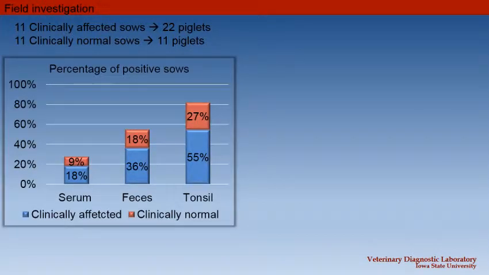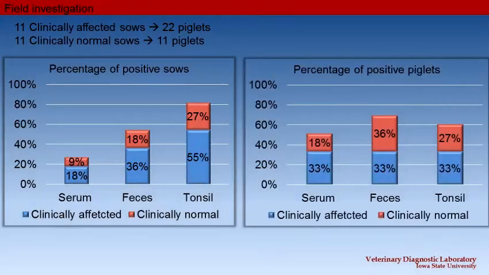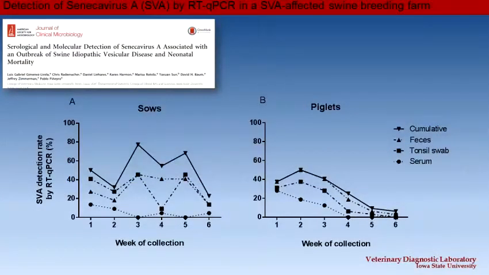So here is the percentage of positive sows, in blue the clinically affected, and in red the non-clinically affected. At least half of the animals that were positive to Seneca virus didn't show any clinical signs. And when we look at their piglets, the same thing. Half of the piglets coming from sows that didn't have clinical signs were positive for the virus. So we took this experiment a little farther, and we followed those animals for a period of 6 weeks. It's as long as we could go.